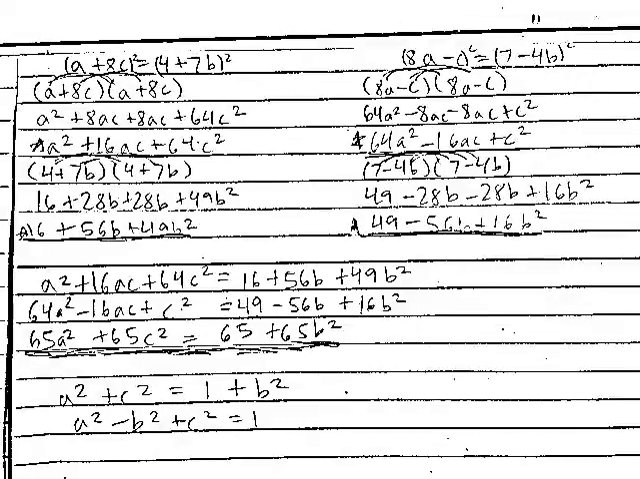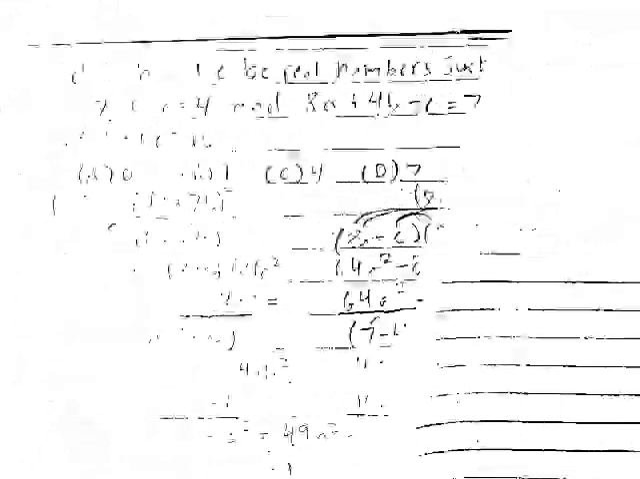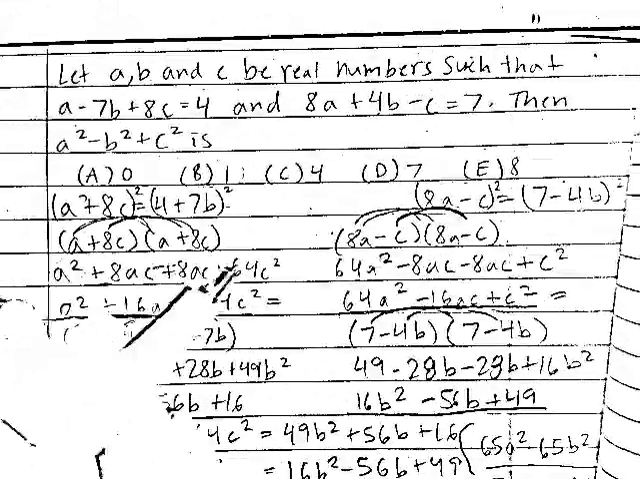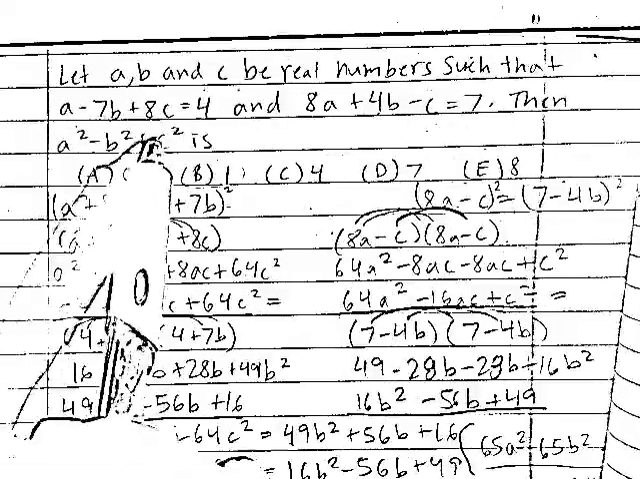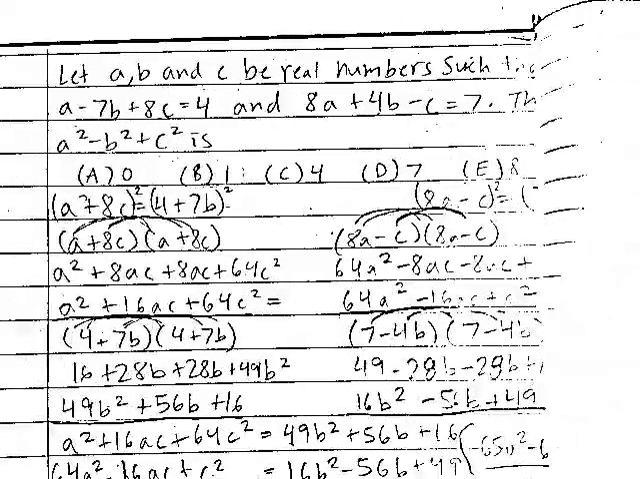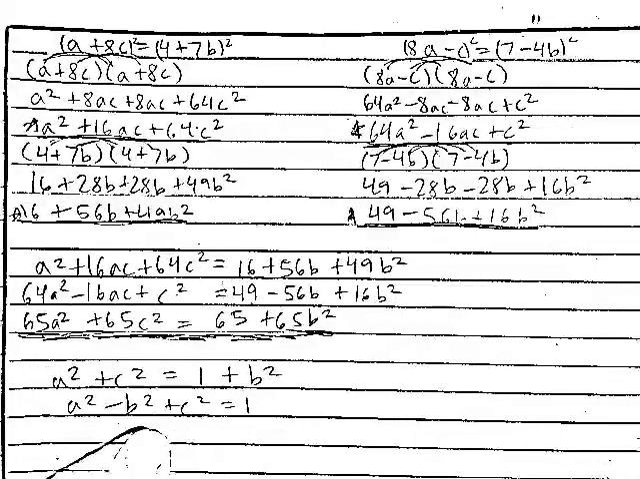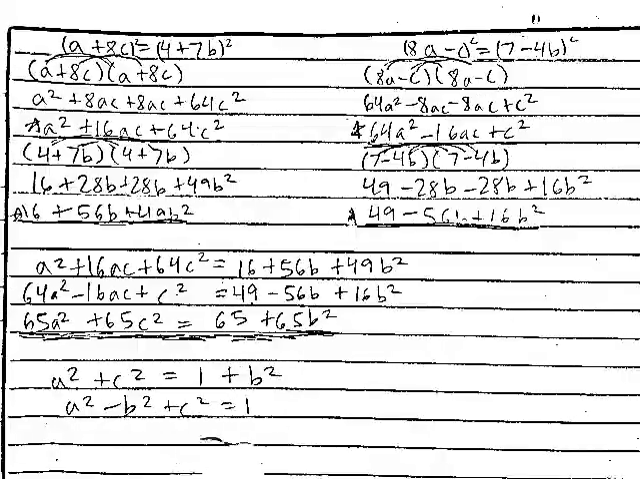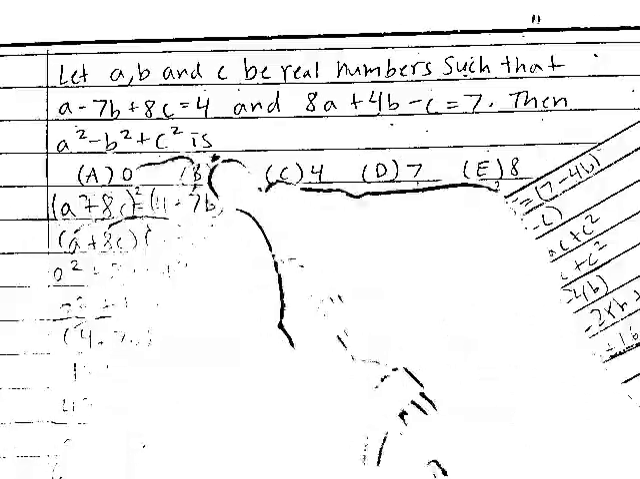The answer to this problem, so in the beginning, you were trying to find what a squared minus b squared plus c squared equals. And from this work here, you can see that a squared minus b squared plus c squared equals 1. And so the answer is B.